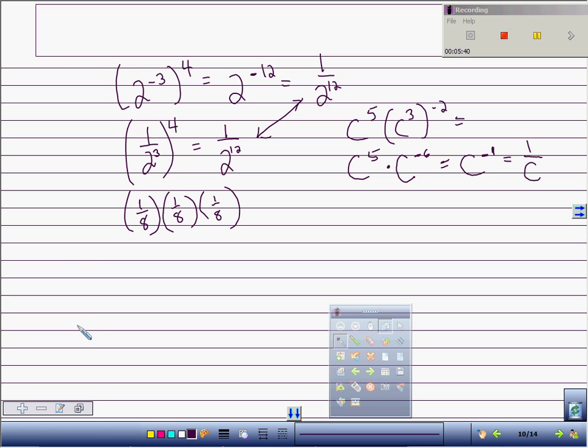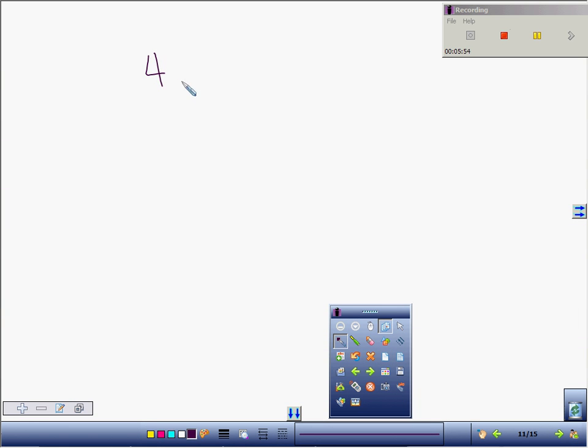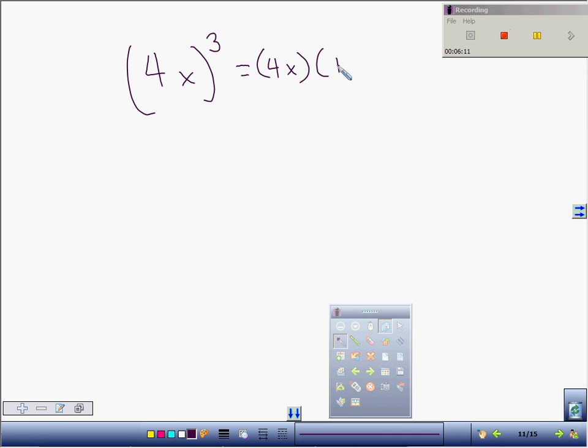You try. Well, what if I see a piece of paper? Let's get a white sheet of paper. What if I see 4x, the whole thing, raised to the third power? Do you guys know what that would be? This is where people make mistakes. This means 4x times 4x times 4x. What's 4 times 4 times 4? 64. What's x times x times x? X cubed. So that's your answer.